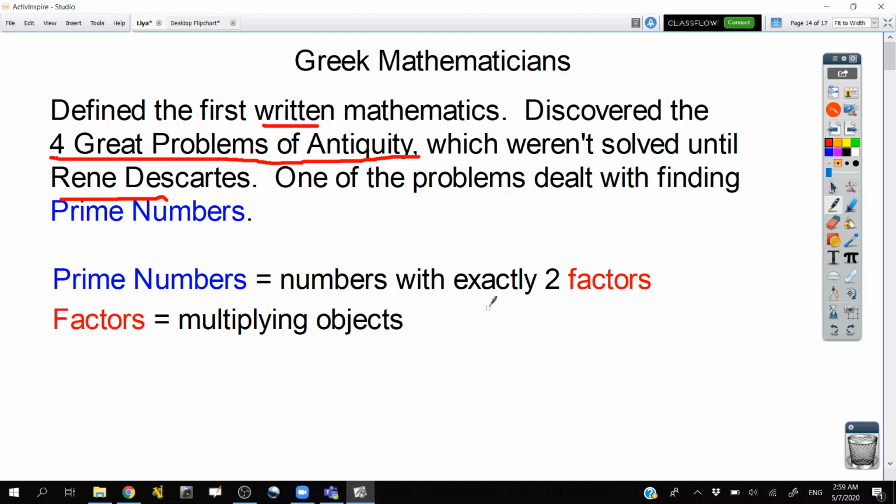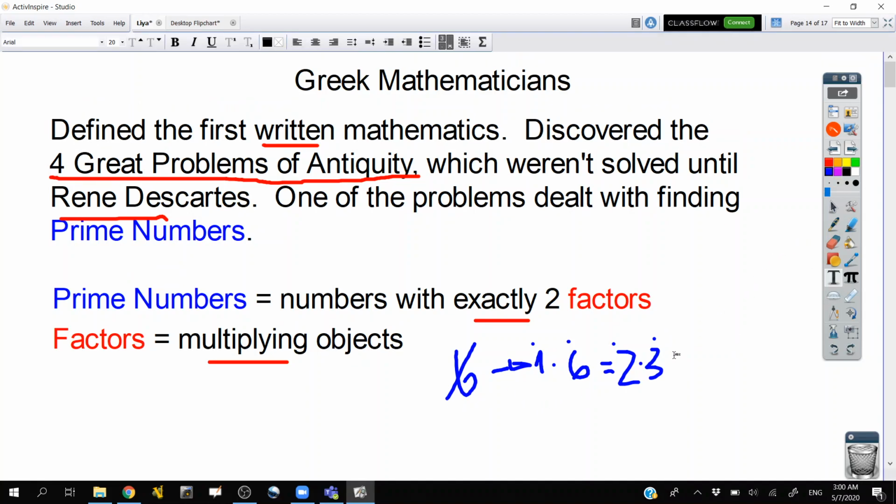Prime numbers are numbers with exactly 2 factors, and factors are numbers that multiply together. So if I'm looking for prime numbers, I want numbers that only have 2 numbers that multiply into them. So let's look at a couple numbers. What if I look at the number 6? Well, what numbers multiply into 6? 6 can be 1 times 6. 6 can also be 2 times 3. So right there, I have 1, 2, 3, 4 factors, which tell us that 6 is not prime.